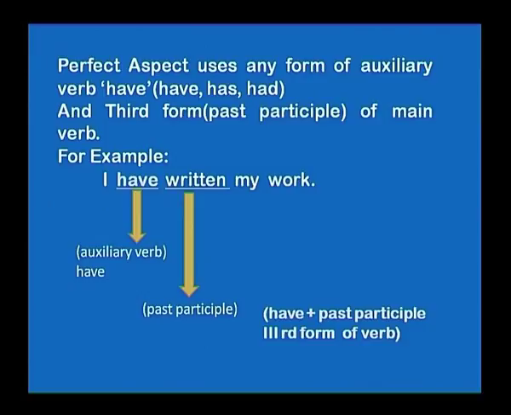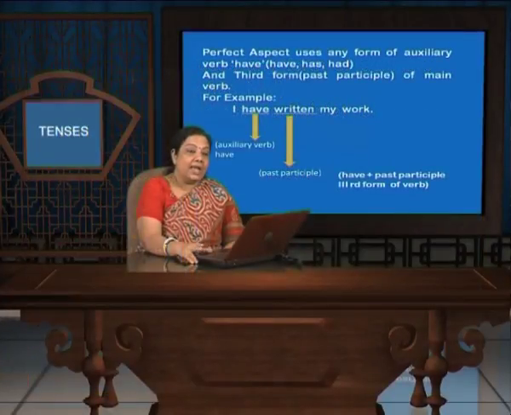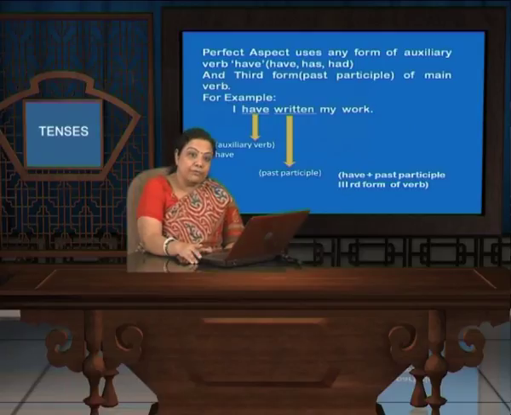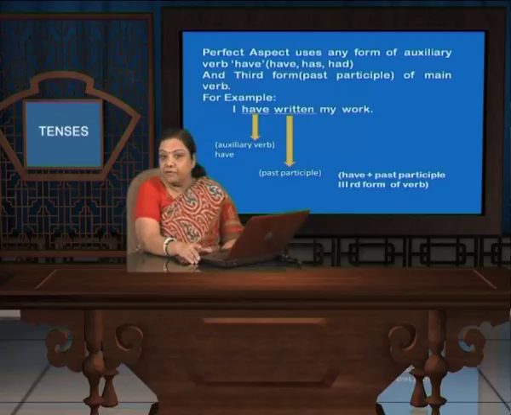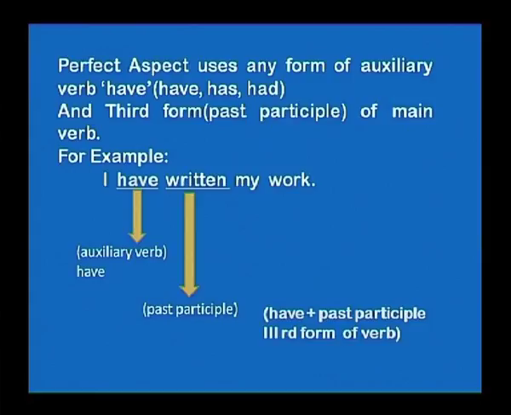Now, what is the third form of verb? When we have write, wrote and written, write would be the first form, wrote would be the second form and written would be the third form of verb.